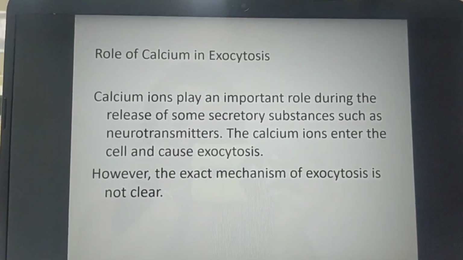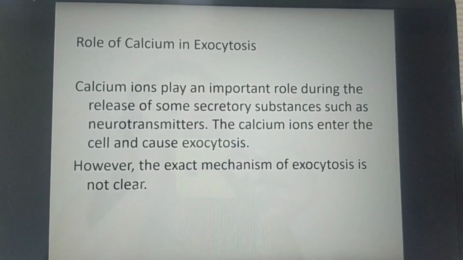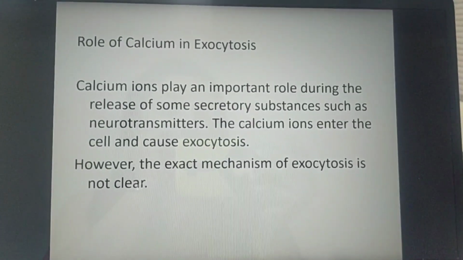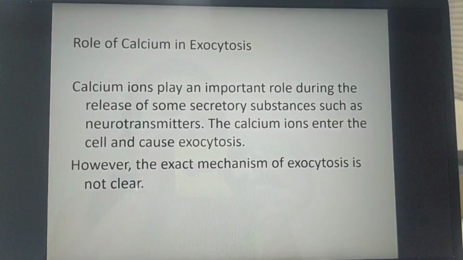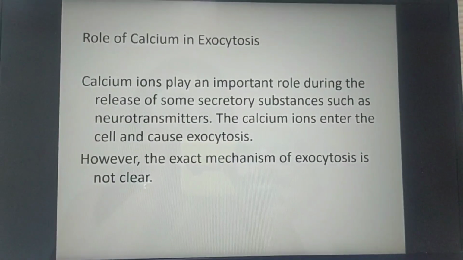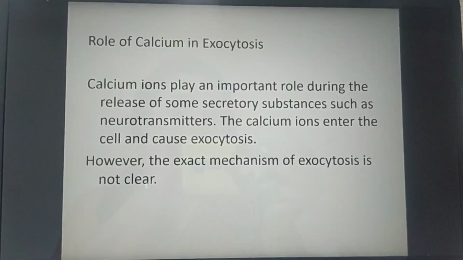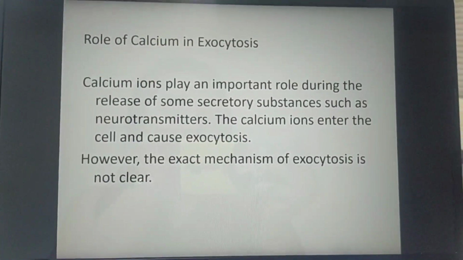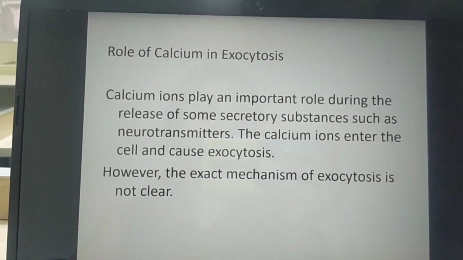Role of calcium in exocytosis. Calcium ions play an important role during the release of some secretory substances such as neurotransmitters. The calcium ions enter the cell and cause exocytosis. However, the exact mechanism of exocytosis is not clear yet.